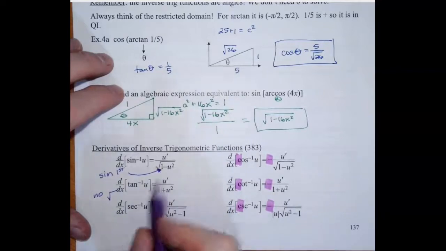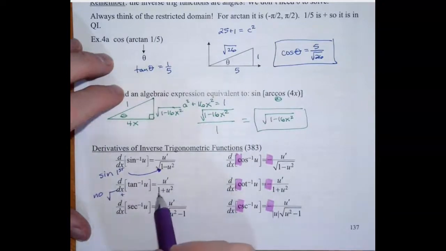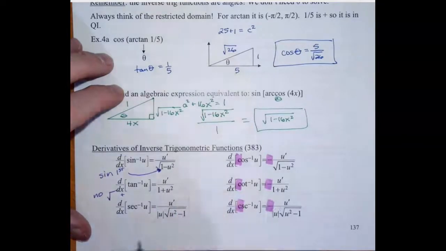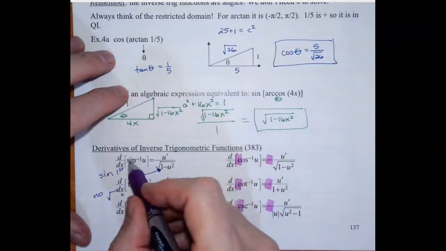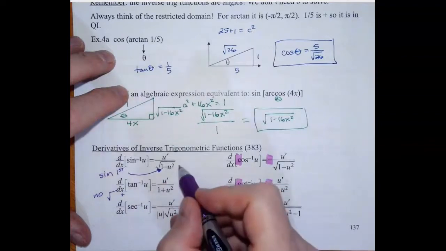So, and it's a plus. So tangent, no square root, and it's a plus in there. I just memorize that. Okay. Now for secant, inverse secant, I should have inverse sine, inverse tangent, inverse secant.